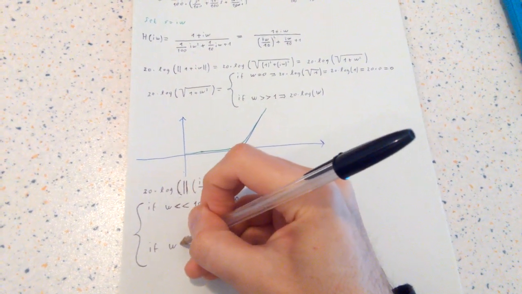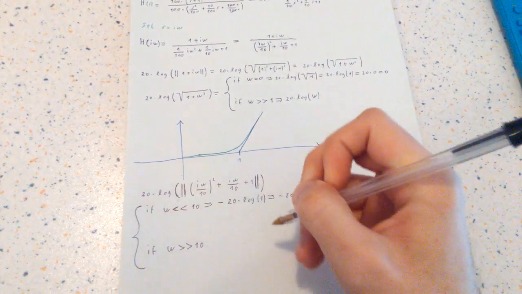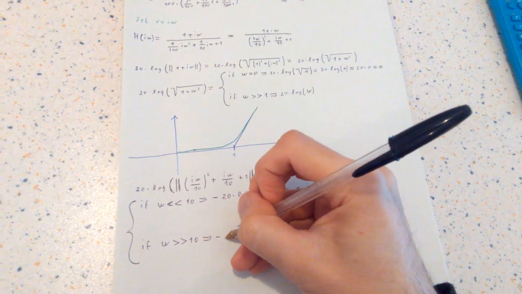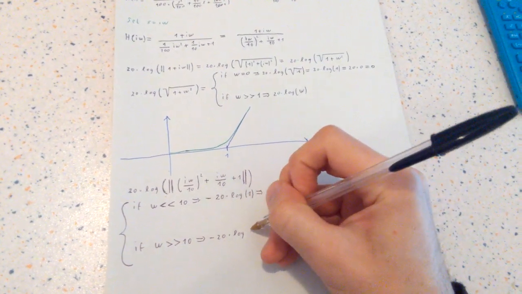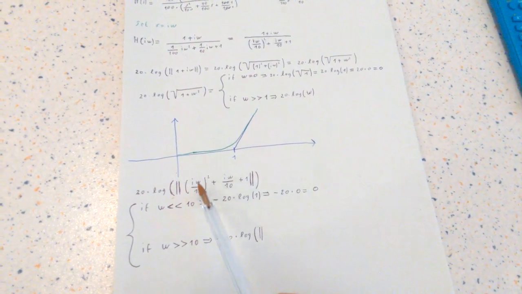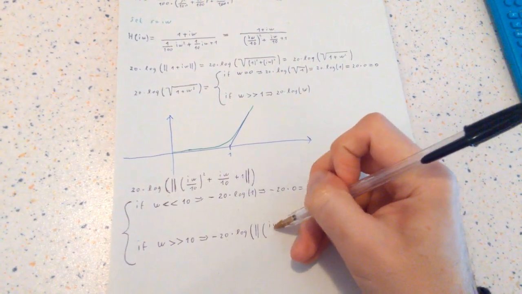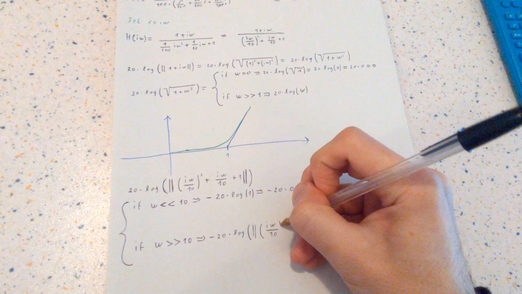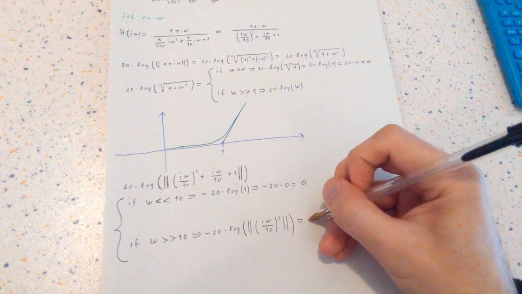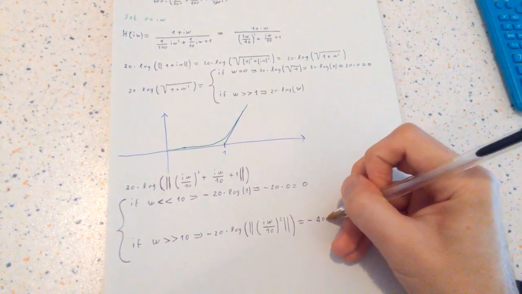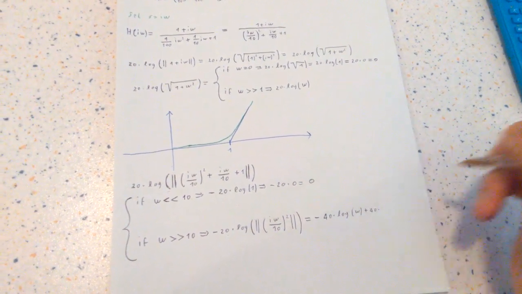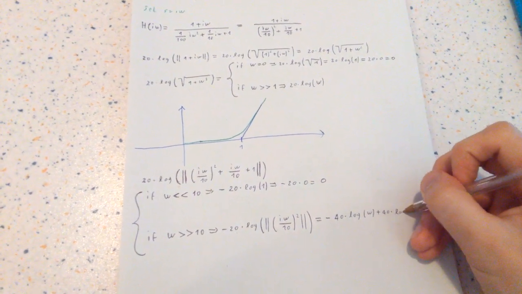If omega on the other hand is way bigger than 10, then for the very same reason as before, this whole thing is going to be reduced to negative 20 times log of this guy here, which is the dominant part, so (i omega over 10) squared. So the modulus of this will be negative 40 times log of omega plus 40 times the log of 10.